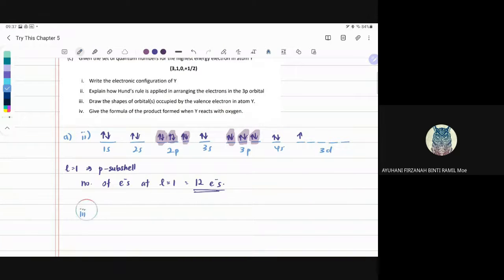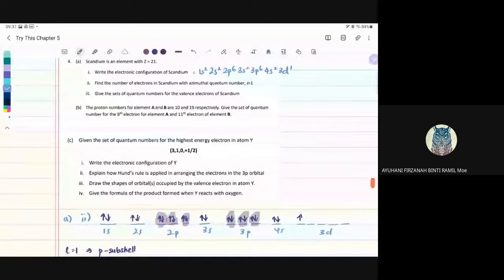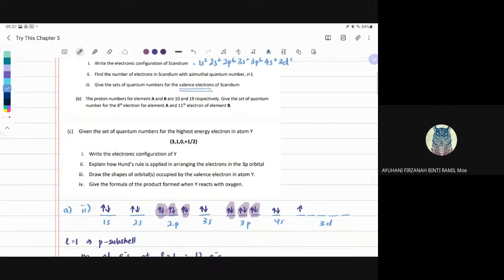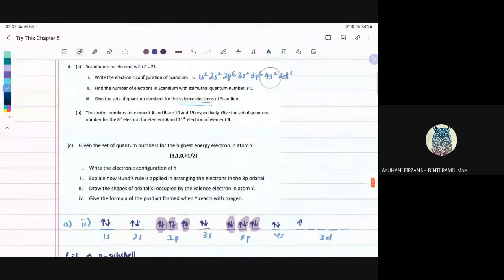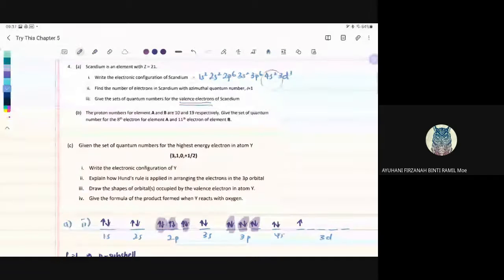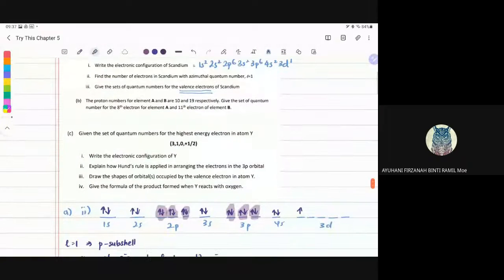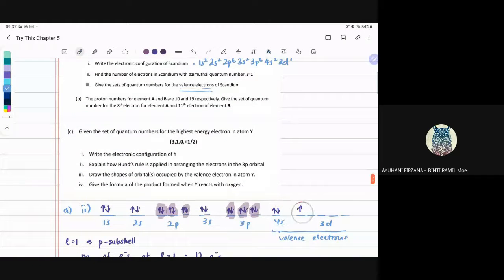Soalan nombor 3. Give the sets of quantum numbers for the valence electrons in scandium. Okay, again, tadi baru saya sebut. Untuk valence electrons, kalau melibatkan 3D, ada 3D yang berisi, valence electron dia adalah 4S dengan 3D ni. Jadi nak bagi set of quantum number, dia ada 3 elektron, jadi kita ada 3 set.